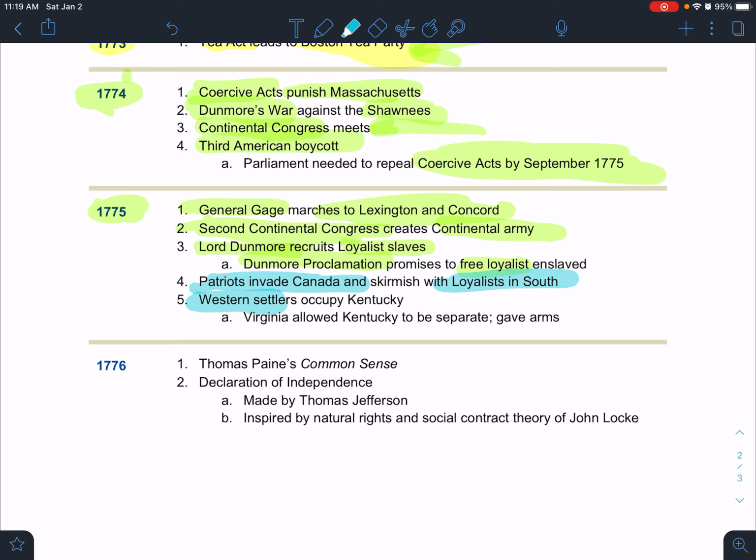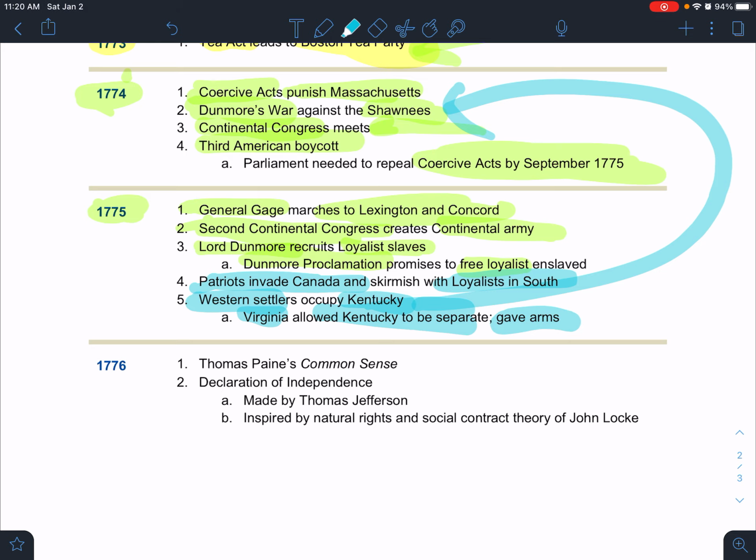Western settlers occupied Kentucky, after Dunmore's War, and Virginia allowed Kentucky to be separate. Lord Dunmore was a royal governor in Virginia, and they were like, you know what, Kentucky, you can be separate, but I did take you over. And they gave them arms because they were quite liberalist.